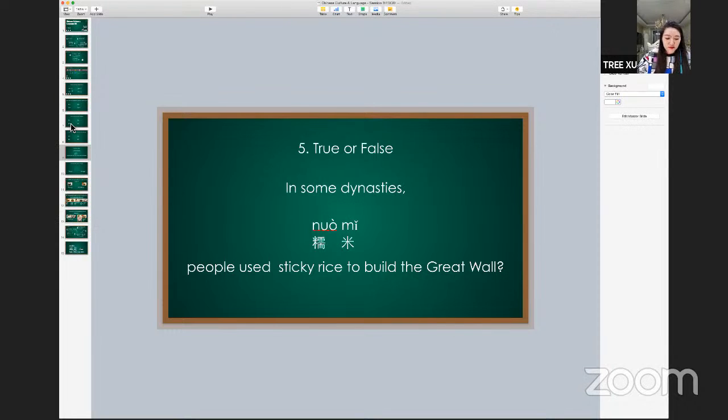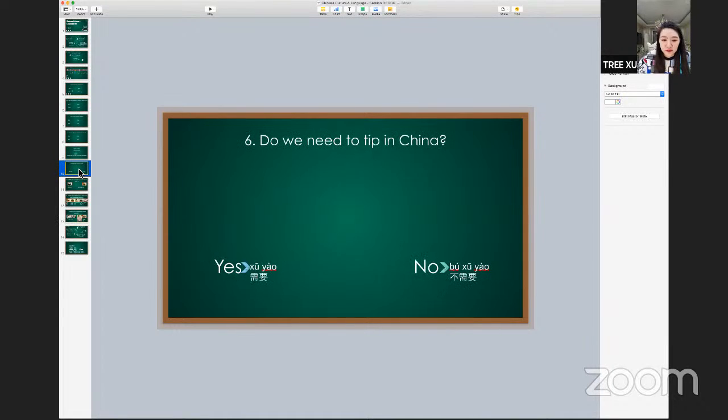So next one. Do we need to tip in China? 在中国我们给小费吗？ So when you go into any restaurant, do you need to tip?